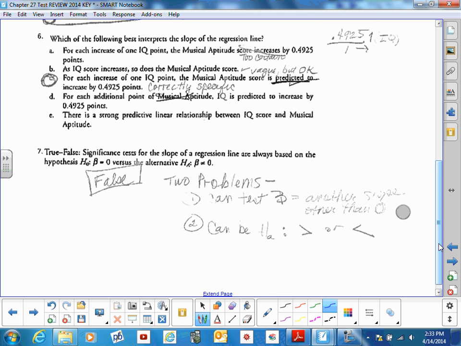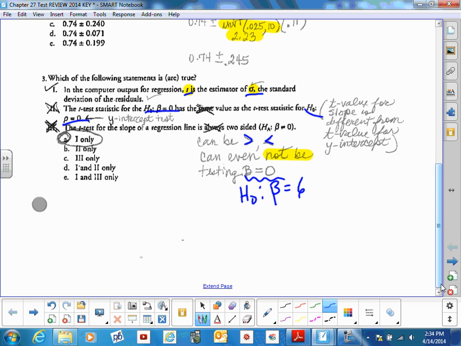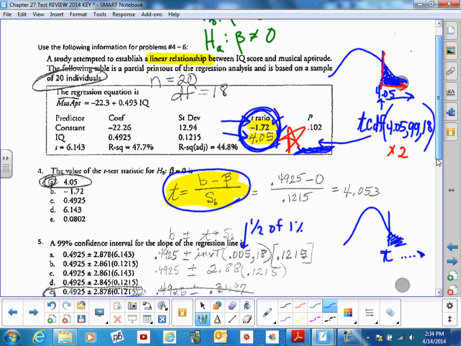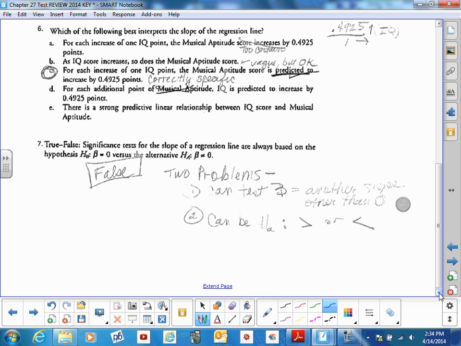7 is false for 2 reasons. Number 1, you could be testing something other than beta equals 0. I just mentioned that right here. You could be testing a business's claim that they historically have a slope of 6. Okay. And the other thing is you don't necessarily have a two-tail alternative. You could have a single greater than or less than. Okay, any questions on those parts?